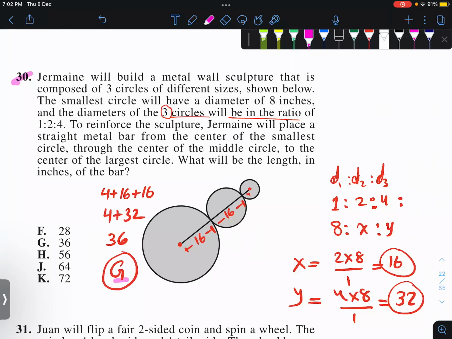Okay, listen. We have to use the ratio between the diameters and the given diameter, which is 8, and do the cross multiplication, like 2 times 8 divided by 1 to find x, or 8 times 4 divided by 1 to find y.